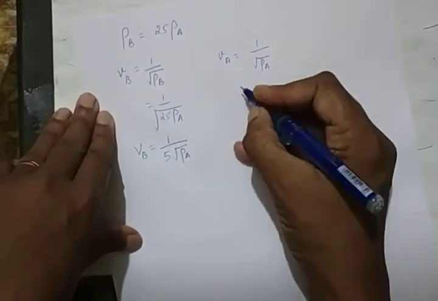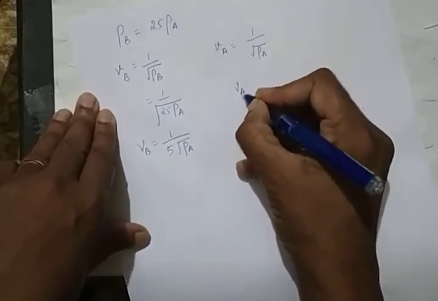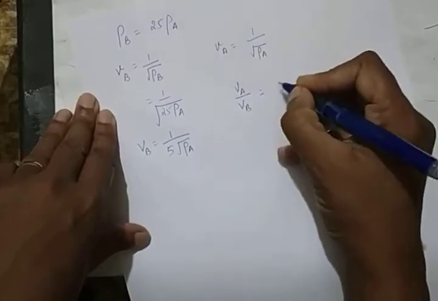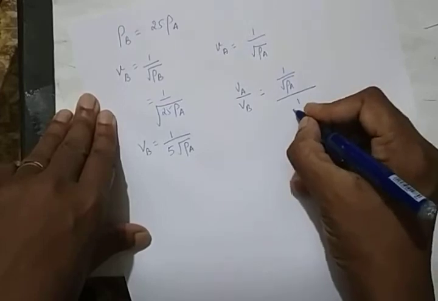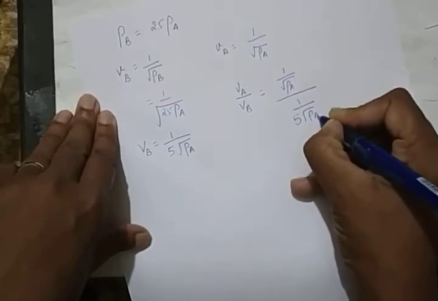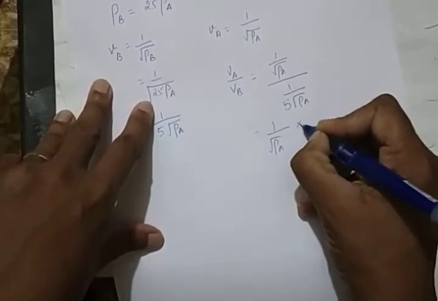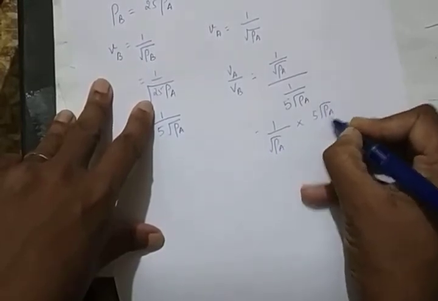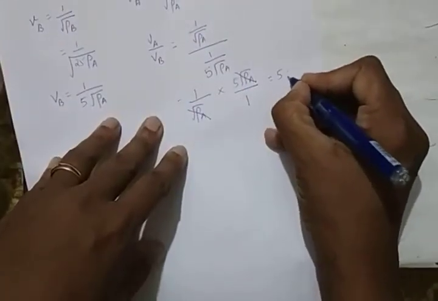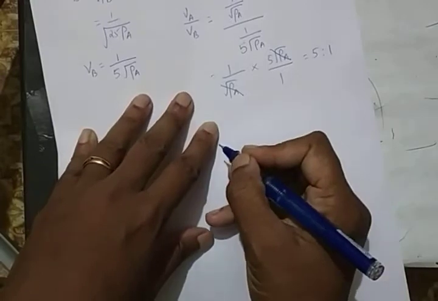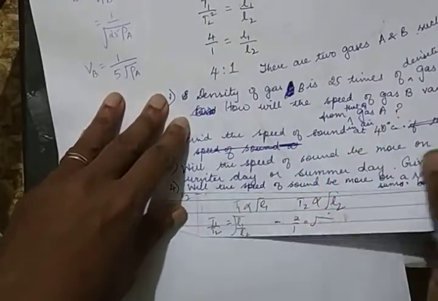Now, what we have to do? VB by VA or VA by VB is equal to 1 by root rho A upon 1 by 5 root rho A. So, 1 by root rho A into 5 root rho A upon 1. Rho A and rho A will get cut. So, you will be ending up having 5:1. The ratio is 5:1. But the question was, how will the speed of sound of gas B vary from gas A?